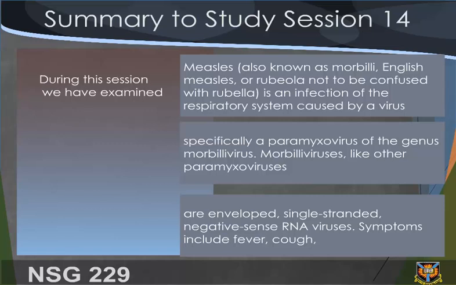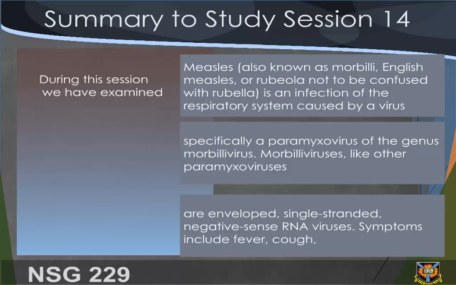Summary. During this session, we have examined measles, also known as morbilli, English measles, or rubeola, not to be confused with rubella. It is an infection of the respiratory system caused by a virus, specifically a paramyxovirus of the genus Morbillivirus. Morbilliviruses, like other paramyxoviruses, are enveloped single-stranded, negative-sense RNA viruses.